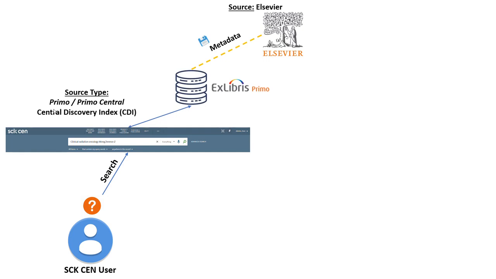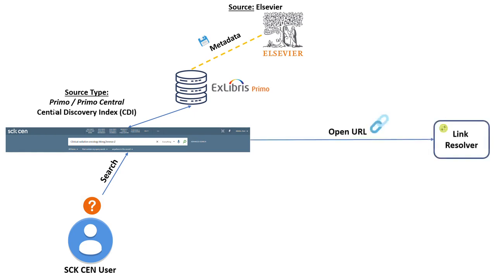So what happens in the backend is that Primo has already stored some information, and this information is metadata that has been withdrawn from Elsevier. So this is why you get as a source, in this specific example, Elsevier. And why is this metadata important? Because based on this metadata, the Primo Central Service generates an open URL. It's called an open URL because it's generated based on the metadata, and sends it to the link resolver.